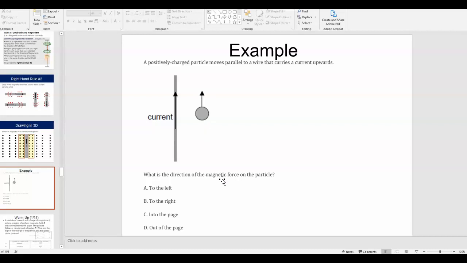The only reason it's experiencing a magnetic force is because it is in the presence of some outside magnetic field. Where is that field coming from? It's coming from this wire on the left. So here we have to employ two right-hand rules. One to find the direction of the field coming from the current carrying wire, and then one to find the direction of the magnetic force.